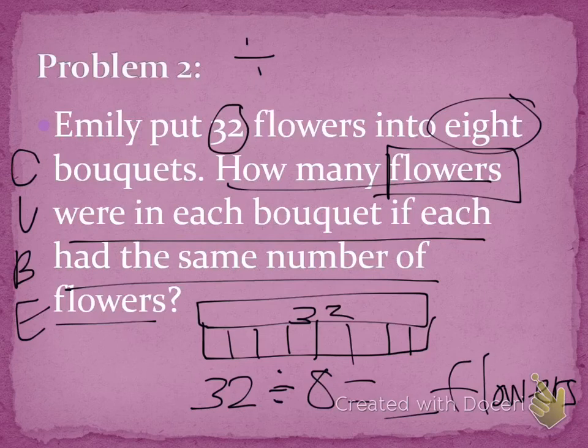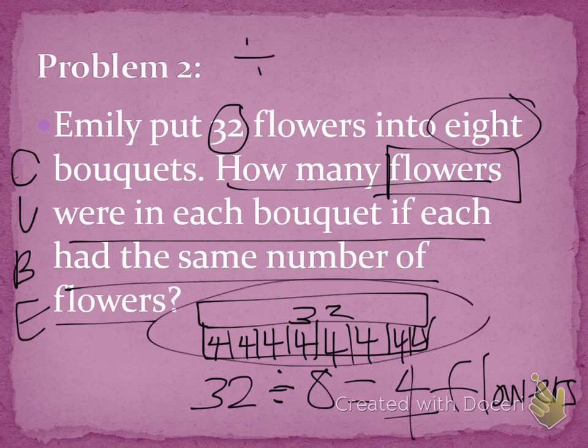Again, thinking about my division skills, I know that 32 divided by 8, or 8 times what gives me 32, is going to give me 4. So that means that in each one of the 8 bouquets, we're going to have 4 flowers. The bar diagrams like this one help us set up an equation that then will help us solve the problem, but we always need to make sure we add our label on at the end. So my answer would be each bouquet would have 4 flowers.